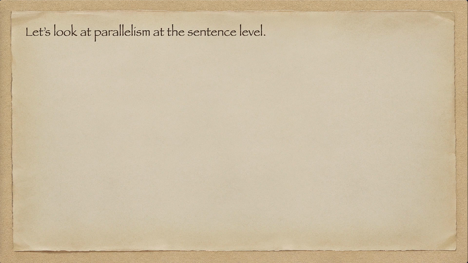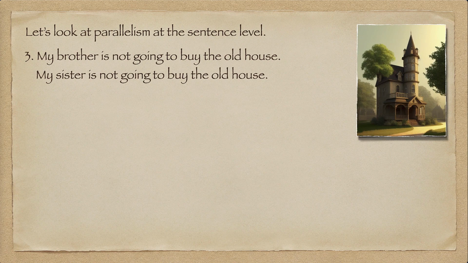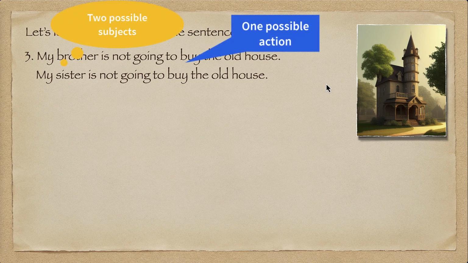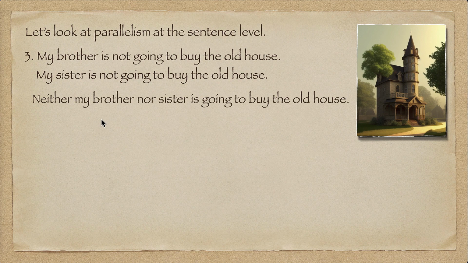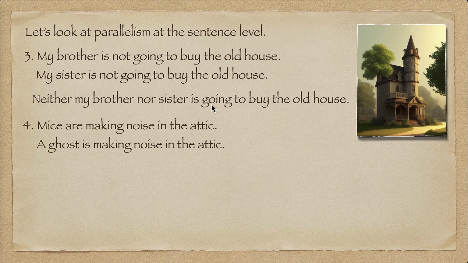Well, let's look at parallelism at more than just the single word level. How about, my brother is not going to buy the old house? Okay. And you also have the sentence, my sister is not going to buy the old house. So in this case, you have two people, and not one of those people is going to buy this old house. One way to put these two sentences in a parallel structure in one complex sentence is to write, neither my brother nor sister is going to buy the old house.